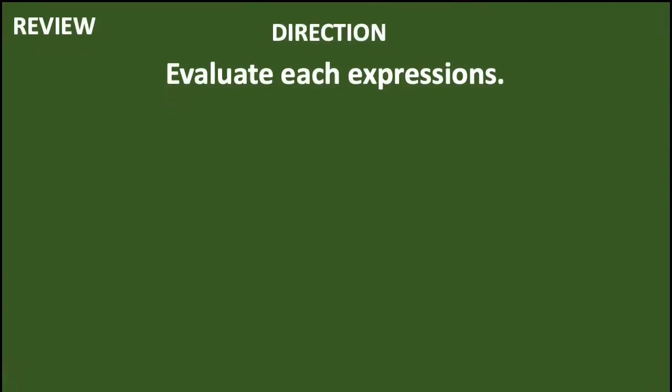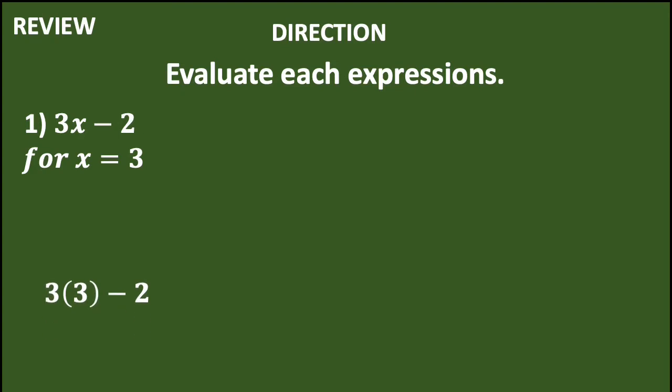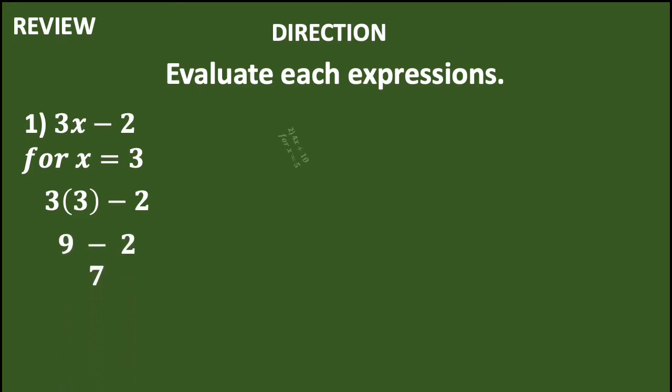Before we proceed in our topic for today, let us have first a simple review of your past lesson. The direction is evaluate each expression. For number 1, 3x minus 2 for x equal to 3. The first thing that we need to do is substitute the value of x as 3. It will become 3 times the quantity 3 minus 2. 3 times 3 is 9 minus 2, and it is equal to 7.